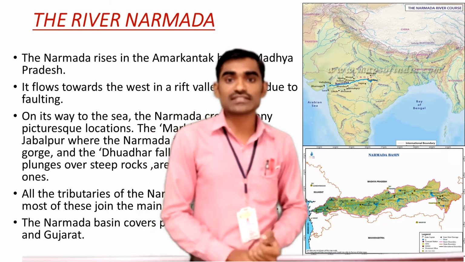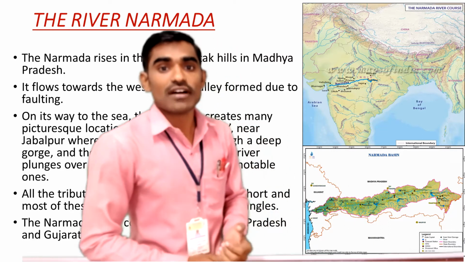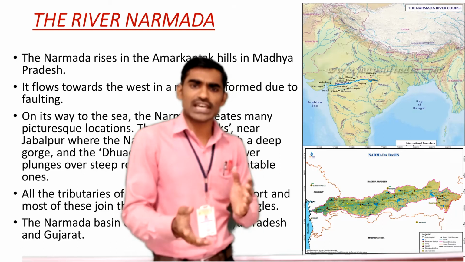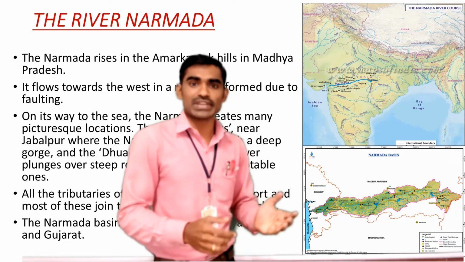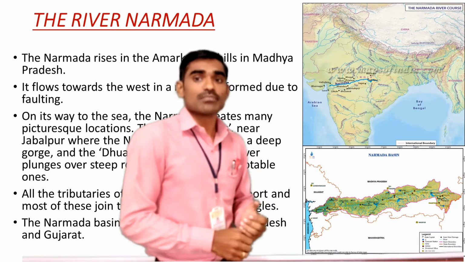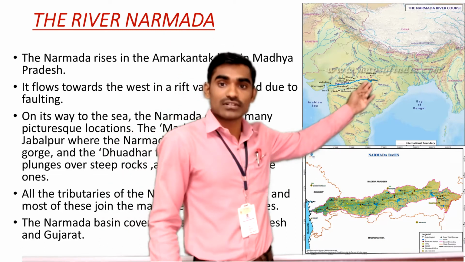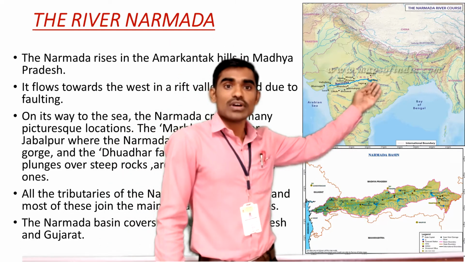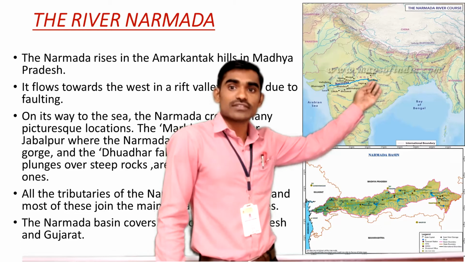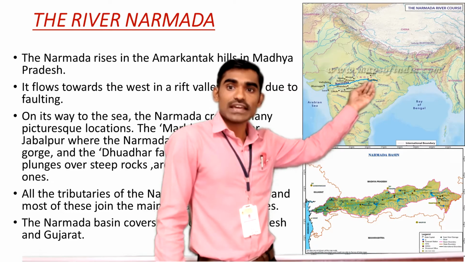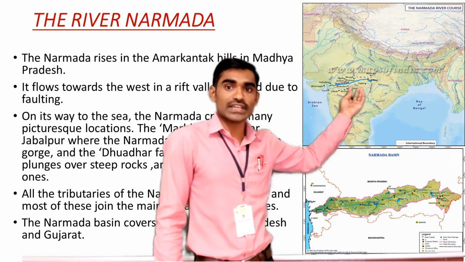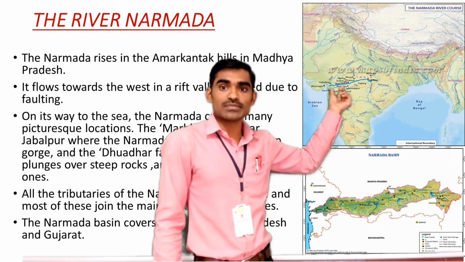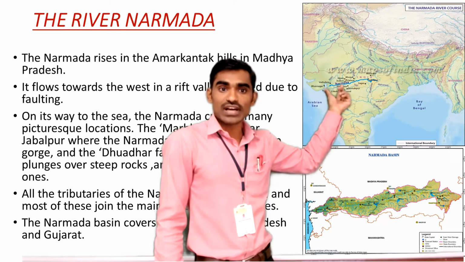As you know, the Narmada River is a west flowing river. Narmada and Tapi are the biggest west flowing rivers, but Narmada is considered a very important river. From these Amarkantak hills, it flows through a rift valley, crosses the whole of peninsular India, and enters the Arabian Sea in the Gujarat state.